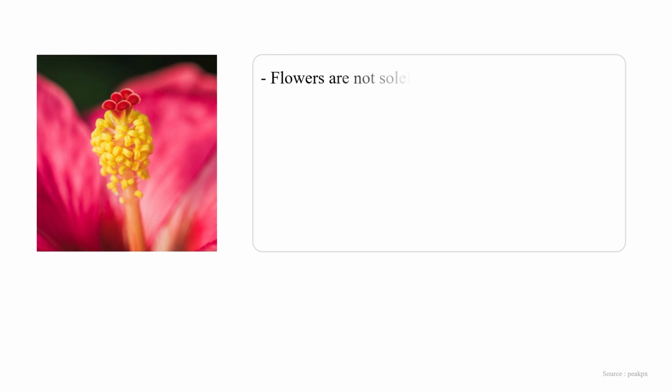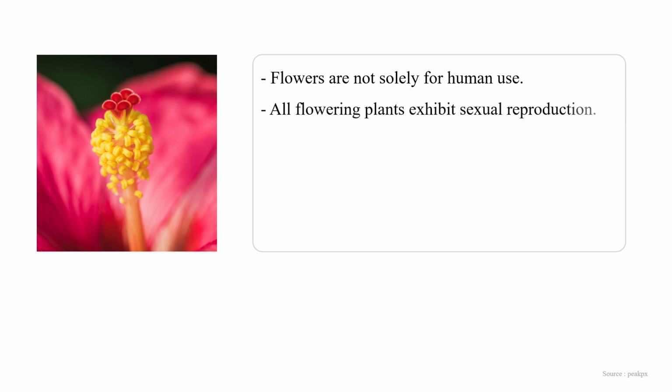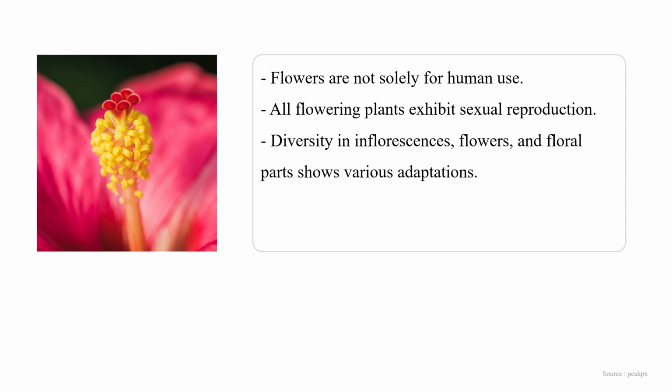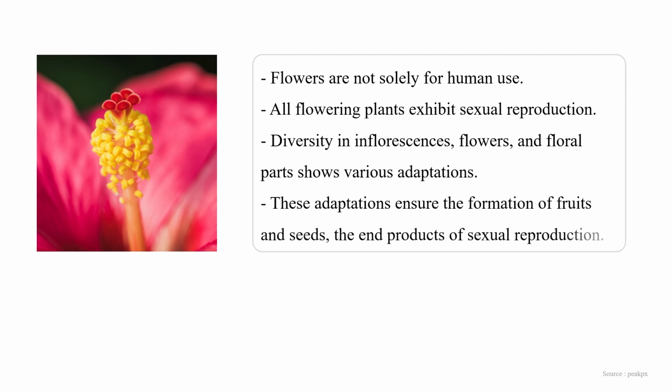So, what is flower? Flowers are not solely for human use. All flowering plants exhibit sexual reproduction, right? And diversity in inflorescence, diversity in flower and flower parts shows various adaptations of the plant according to their weather condition, their environment. And these adaptations actually ensure the formation of fruit and seeds, which is the end product of sexual reproduction.